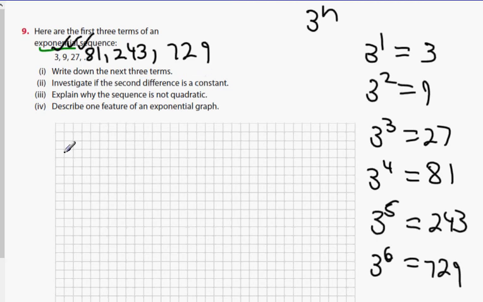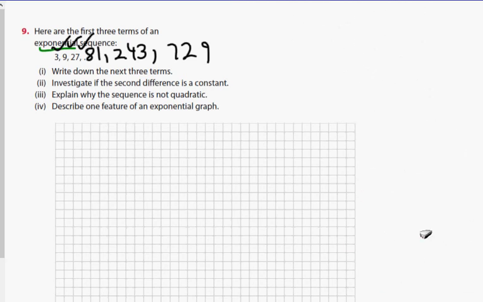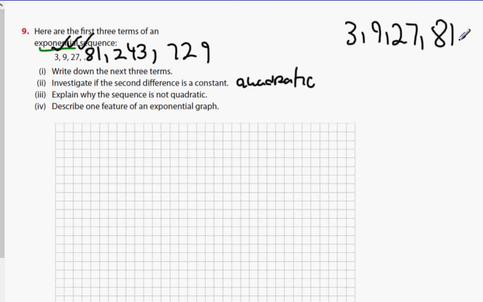Investigate if the second difference is constant. Let's see if the second difference is constant. I don't think it is. We will see. This is testing if it's quadratic. We want to find out if it's quadratic or not. Let's find out. 3, 9, 27, 81. That should be enough to test it out.